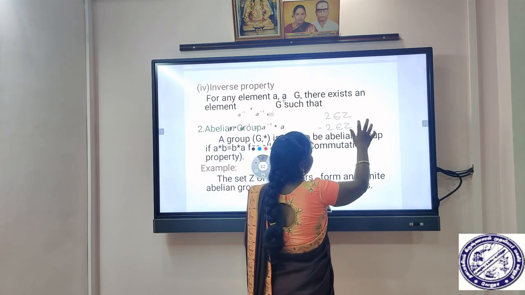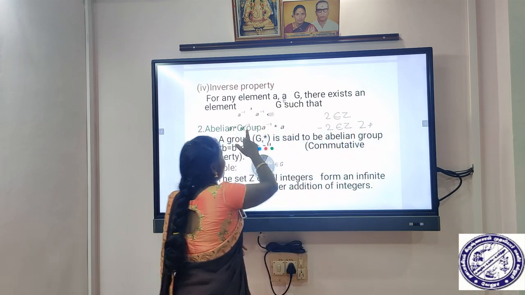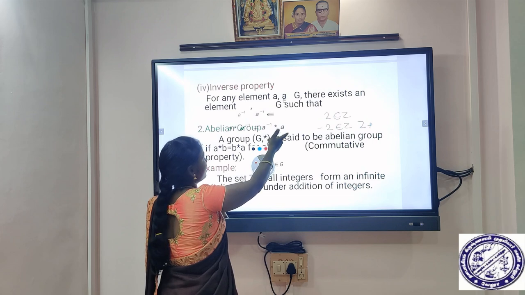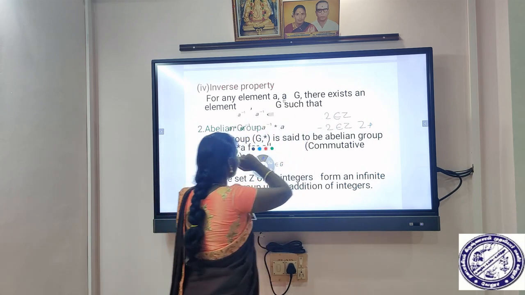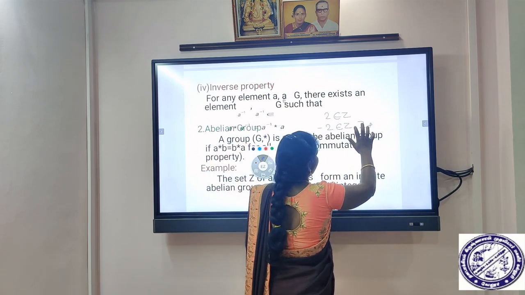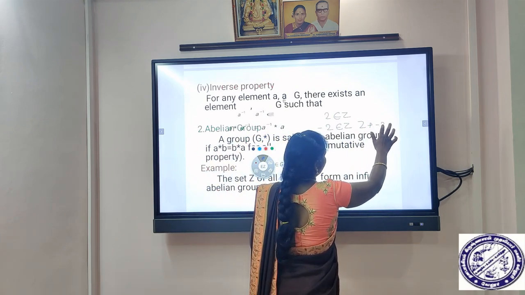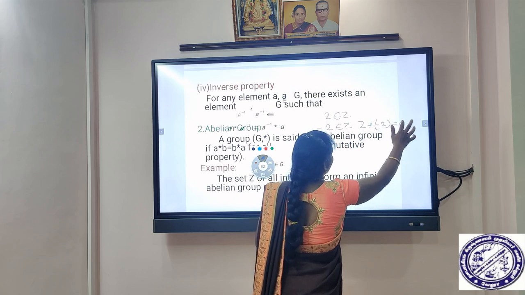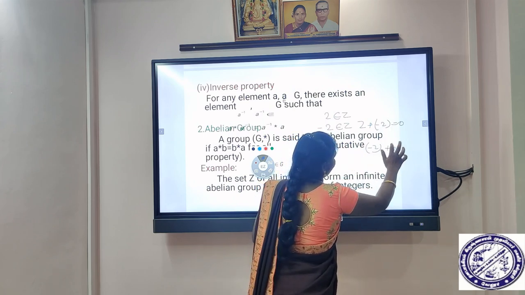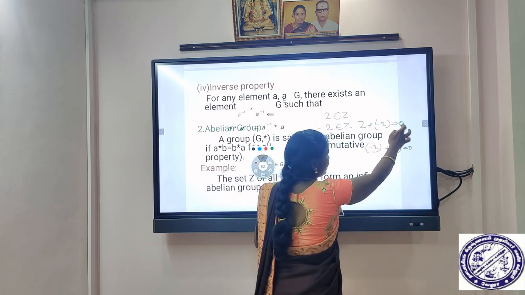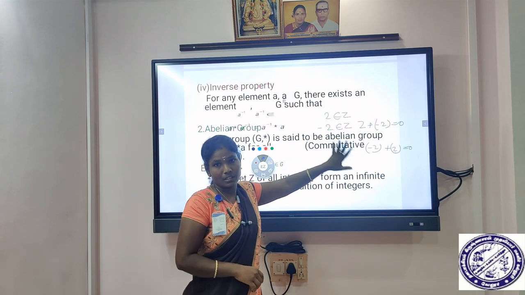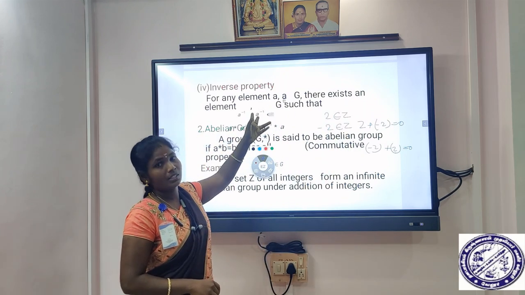So what is the condition? A star A inverse equal to A inverse star A. A value is equal to 2, A inverse value is equal to minus 2. So the condition is 2 plus minus 2 equal to 0. Next, minus 2 plus 2 equal to 0. 0 is the identity element, so this is equal to the identity element. So the inverse property is also satisfied.